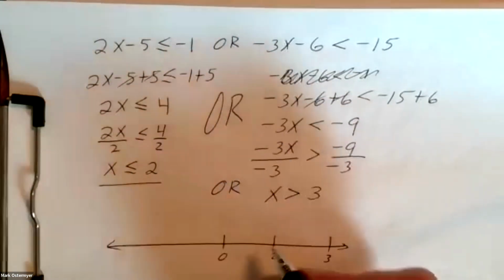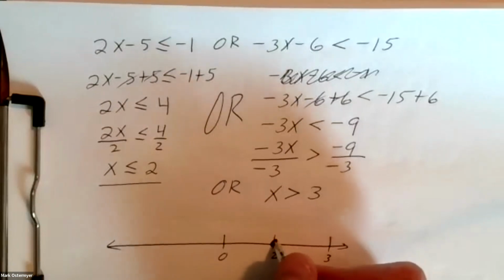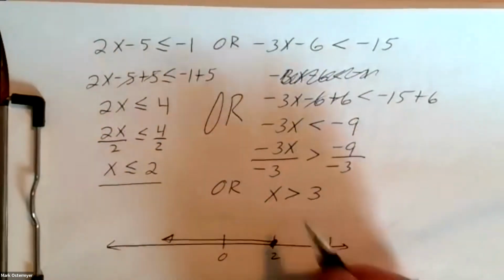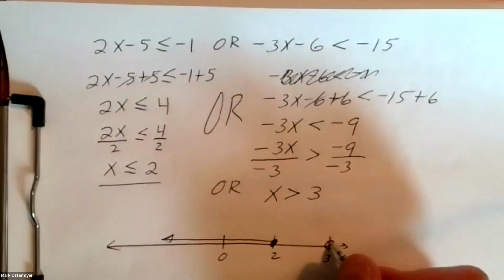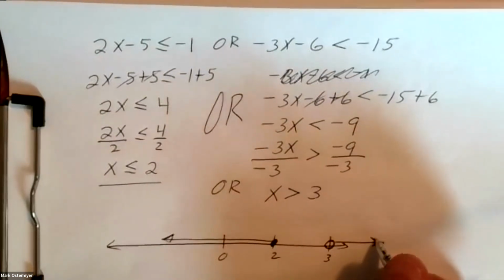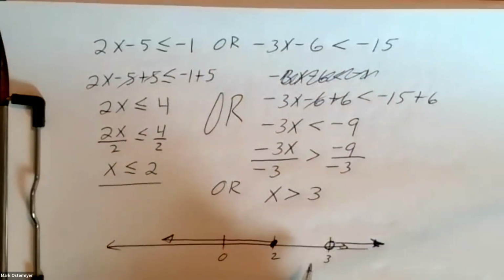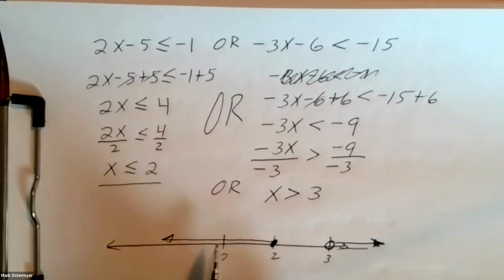Any real number that's less than or equal to 2 would be a solution. That's the graph of that solution set. Or any real number that's strictly greater than 3 would be a solution. And that's the graph of that one. And you're looking at your answer. This is the graph of your solution set to the entire compound OR inequality. That's your answer. We're done with that one.